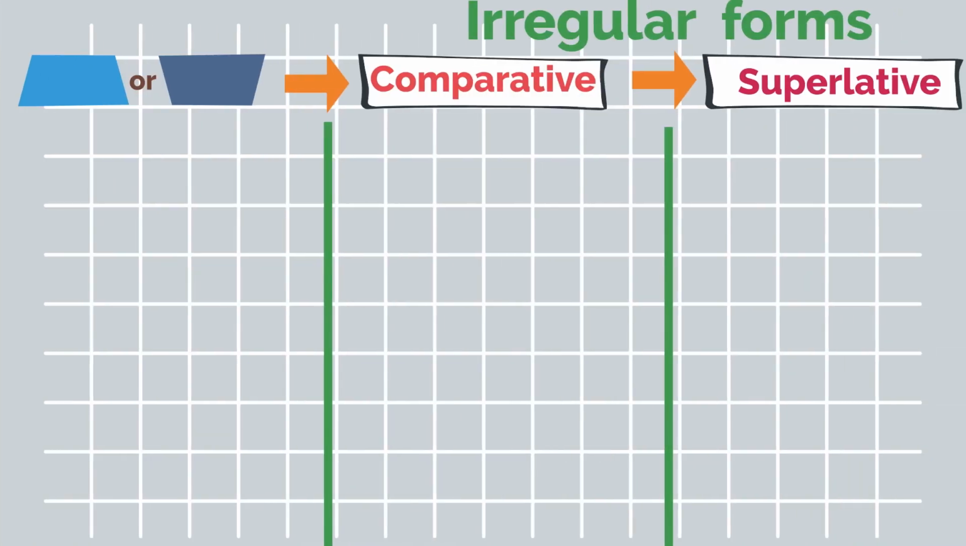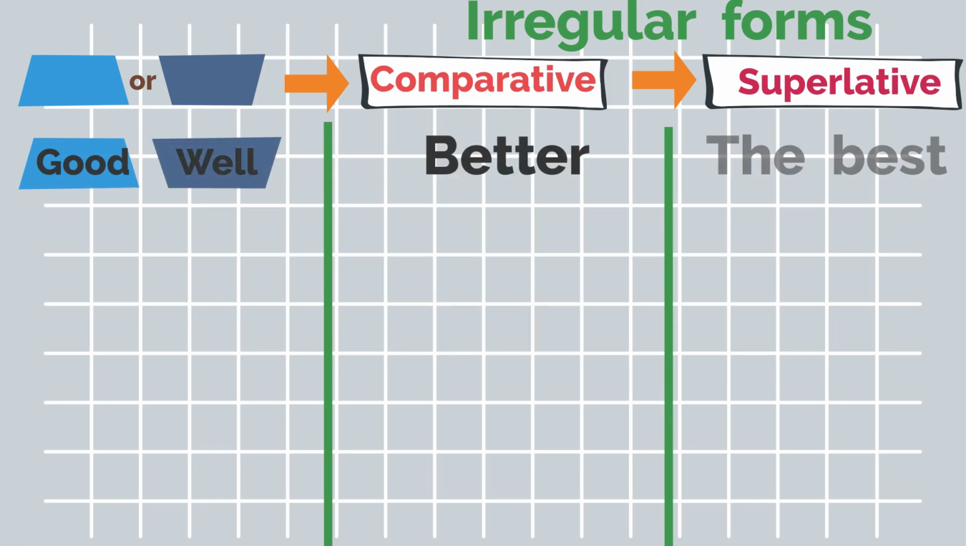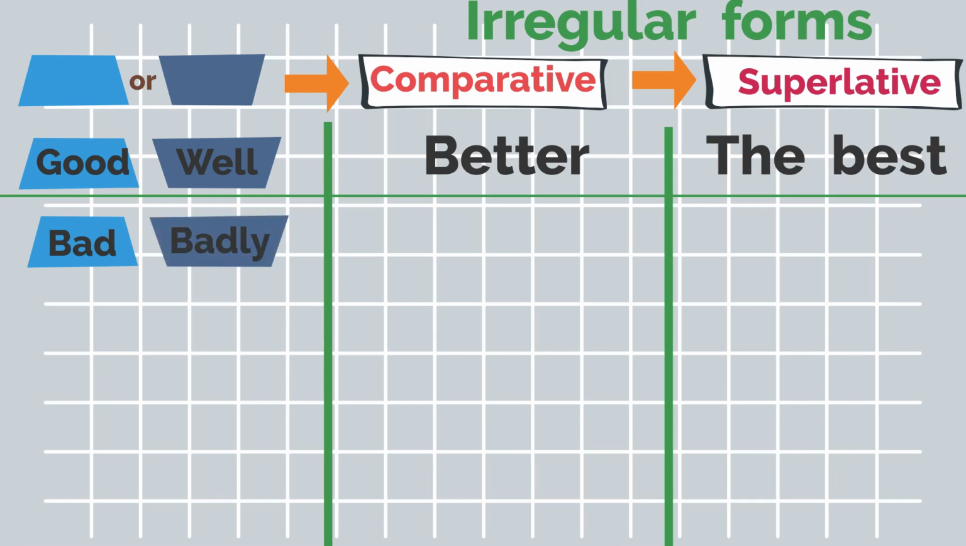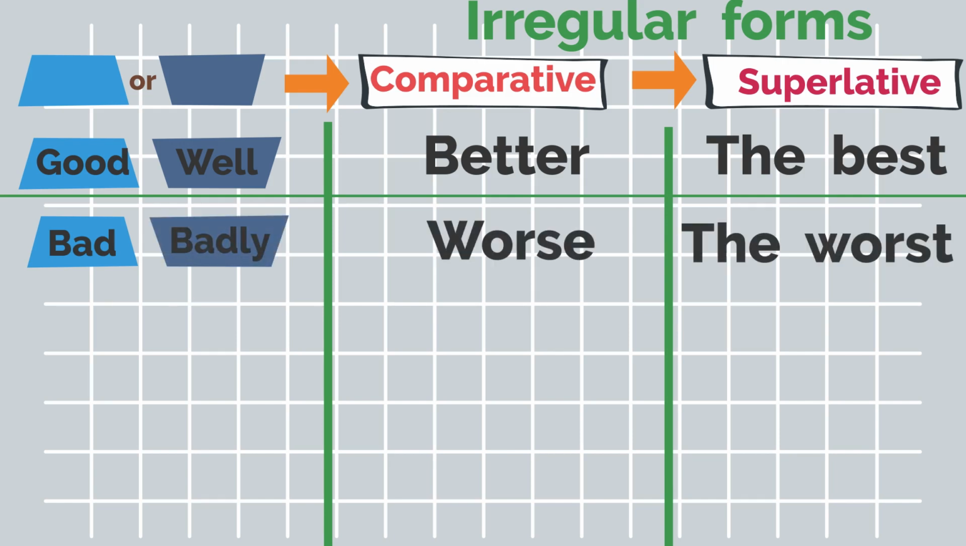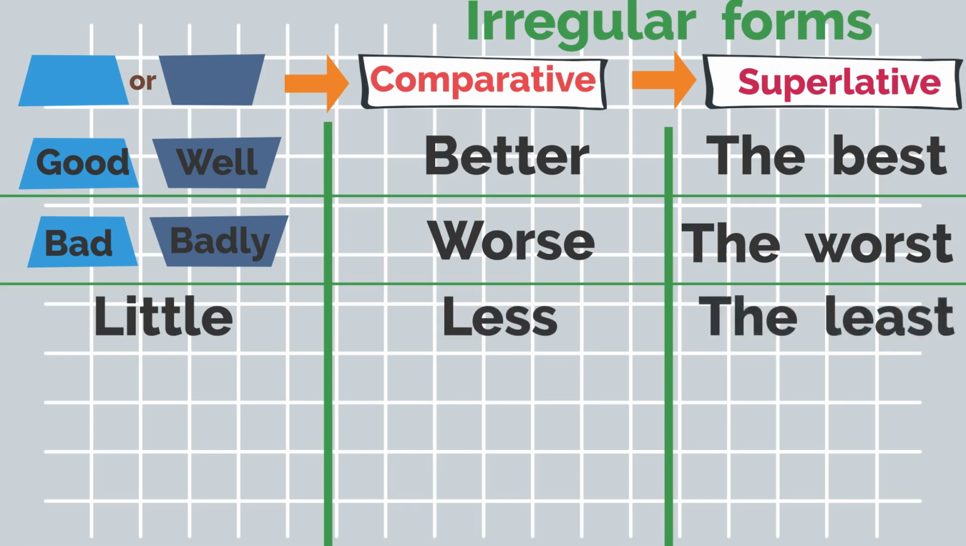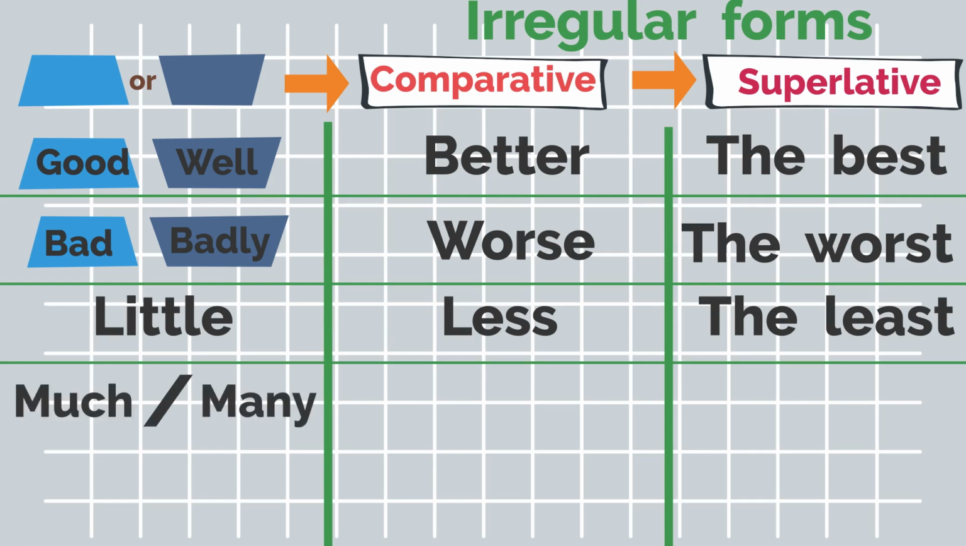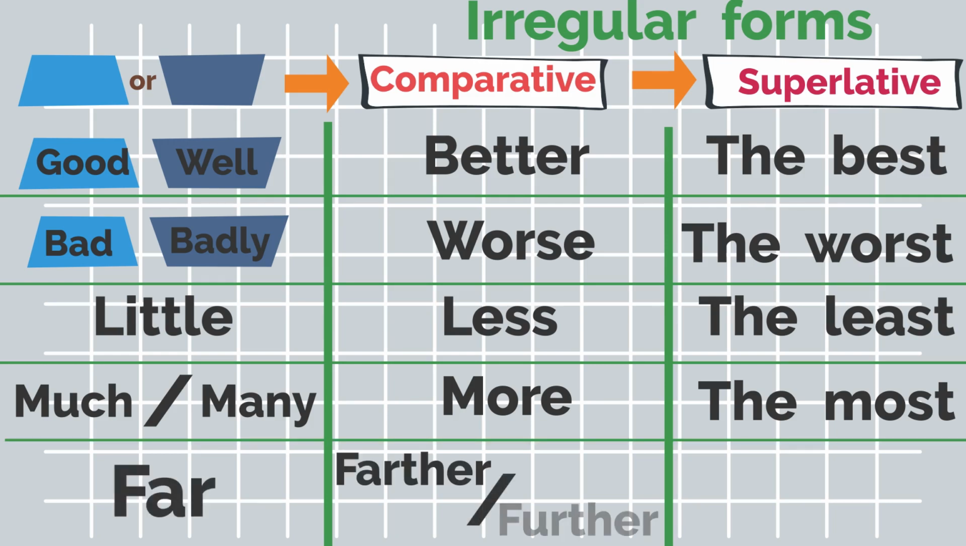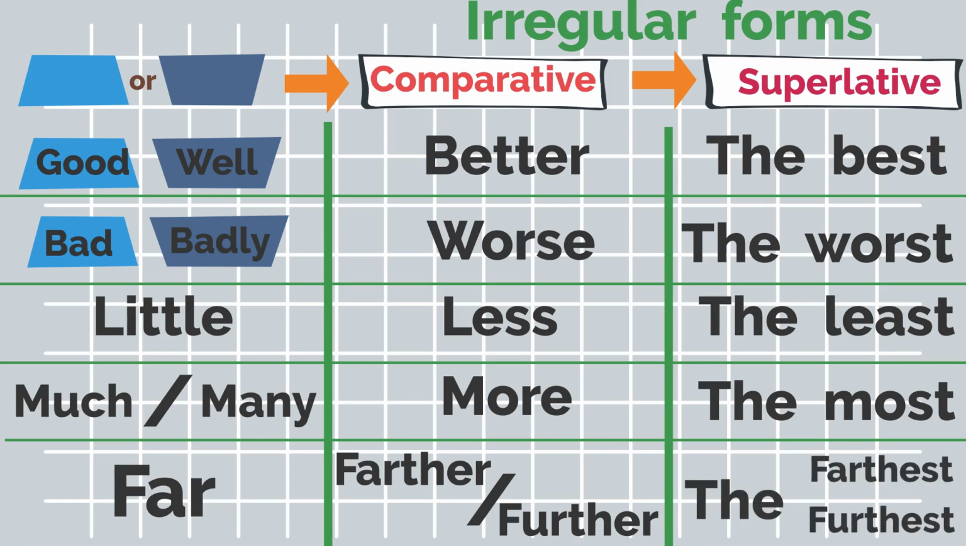Some adjectives and adverbs have irregular comparative and superlative forms. Good, well: better, the best. Bad, badly: worse, the worst. Little: less, the least. Much, many: more, the most. Far: farther, further, the farthest, the furthest.